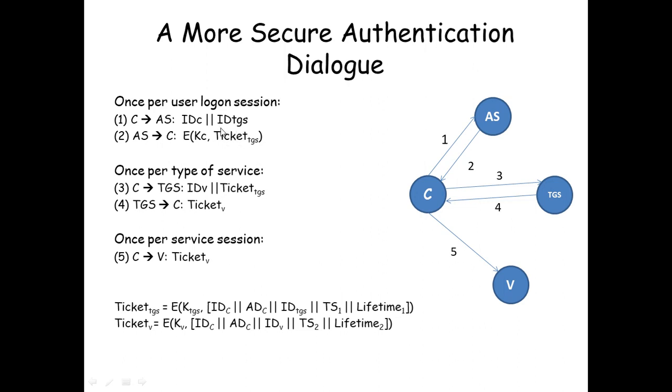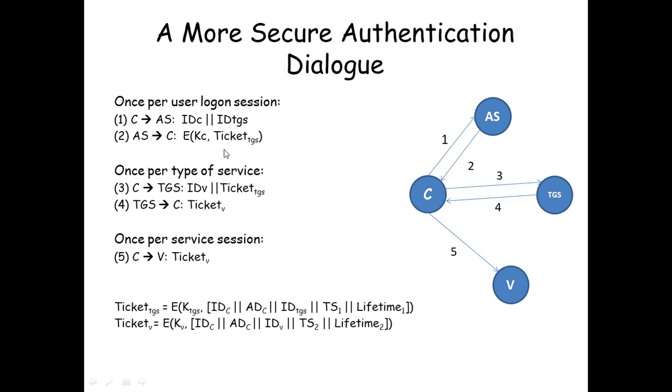And also a ticket for the ticket granting server. This ticket will be encrypted with the key which is shared by the authentication server and the ticket granting server, so it can be decrypted only by the ticket granting server. It will have the identifier of the client, the address of the client, the identifier of the ticket granting server, timestamp 1 and lifetime 1. Timestamp is the time when the ticket was generated and the lifetime is the time granted by the server to use this particular ticket. Within this lifetime we have to use this ticket, otherwise it will expire.